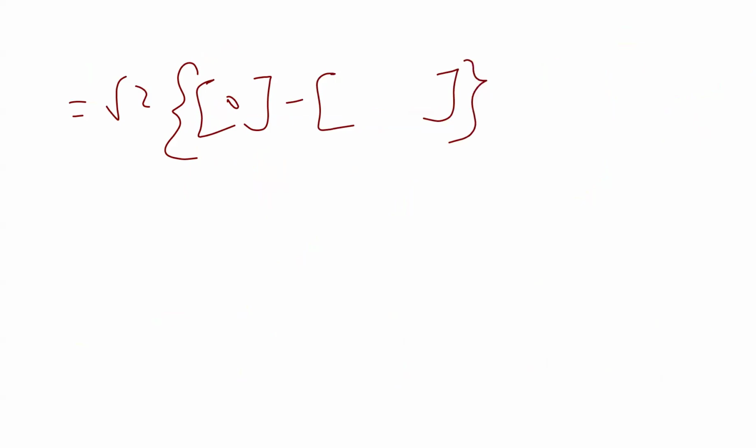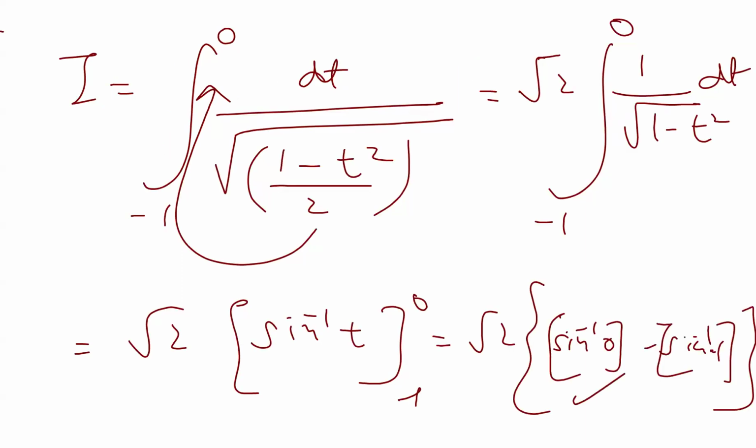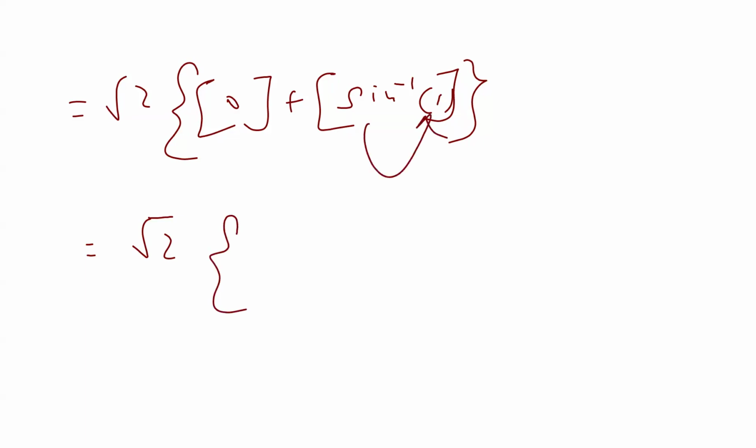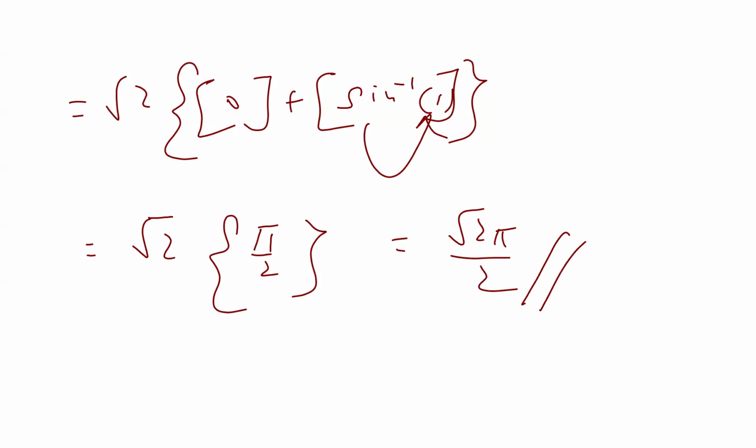Sin inverse 0 is 0. Okay, sin inverse 0 is 0, this part. And sin inverse minus 1 is minus sin inverse 1. And already there is a minus sign in between, so this is going to be plus. So root 2 into sin inverse 1, which is 90, that is pi by 2. So root 2 pi by 2. That is your answer. Okay.